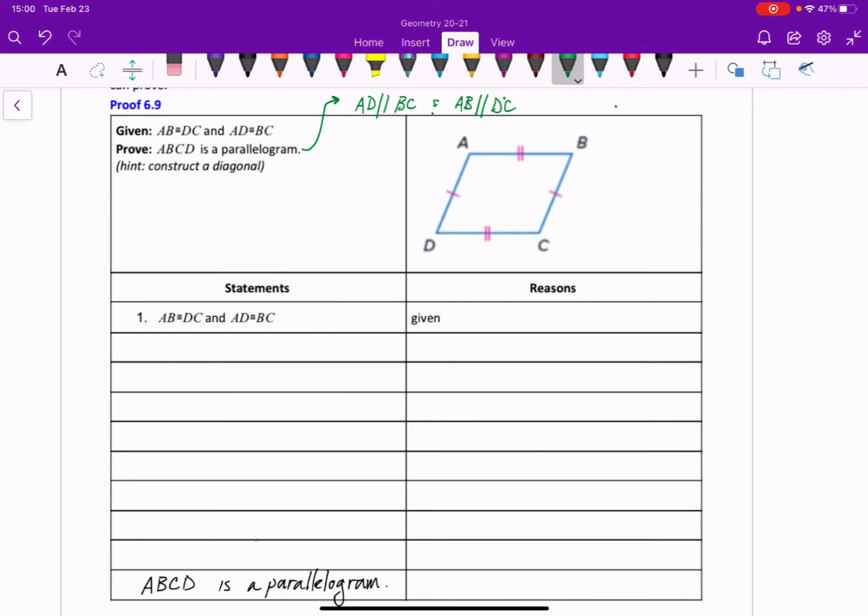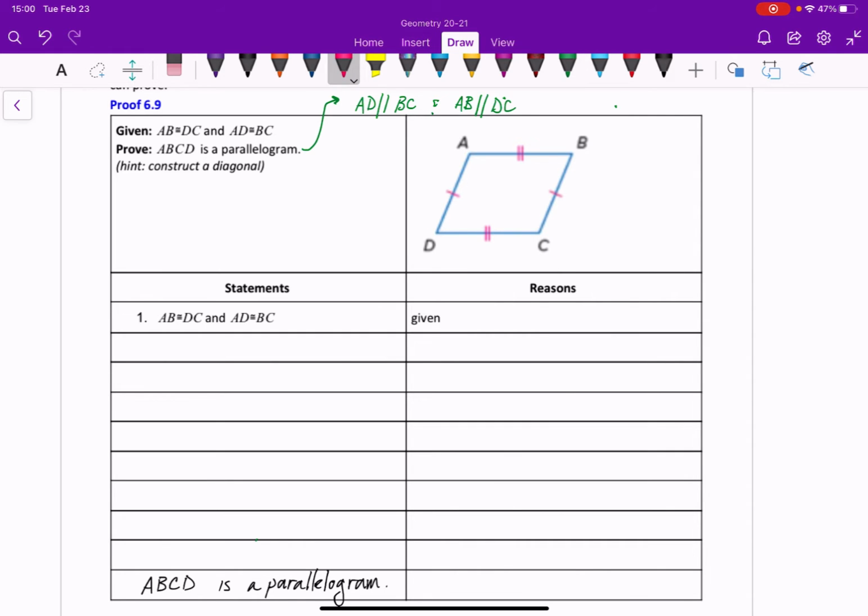So we have to show each of these things. We have to show that those two pairs of sides are parallel, and once we've established that, then we can say that ABCD is a parallelogram. So let's see where we can start here.